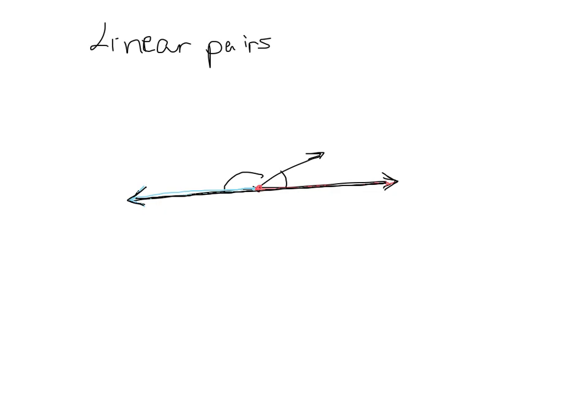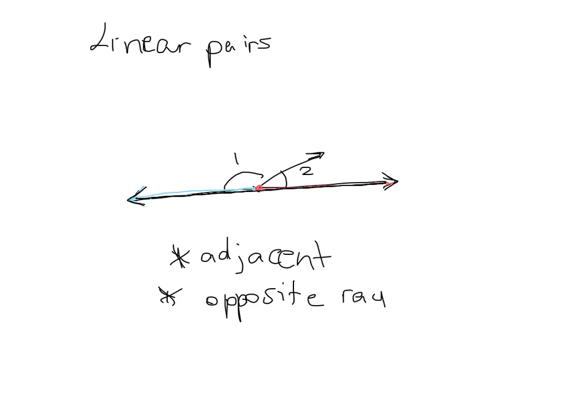So when our two angles create that situation, let's say angle 1 and angle 2, they are a linear pair. So a linear pair is a pair of adjacent angles, so it has to be adjacent, that's a must, that have opposite rays. And by opposite rays, I just mean that the rays are pointing in opposite directions. One ray to the right, one ray to the left in this case. Alright, so that's a linear pair.